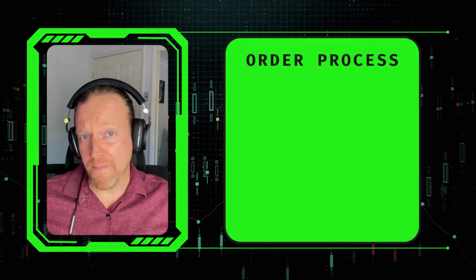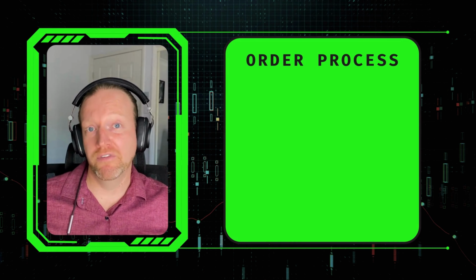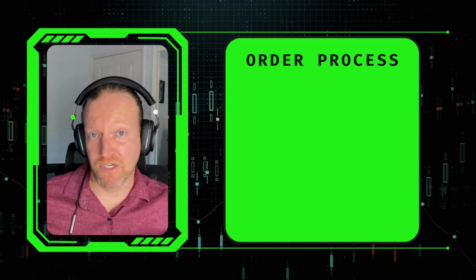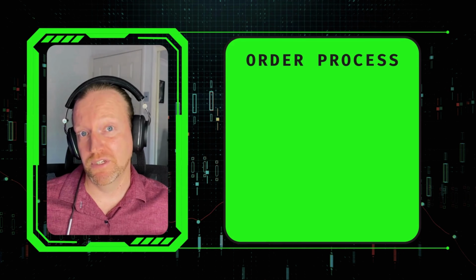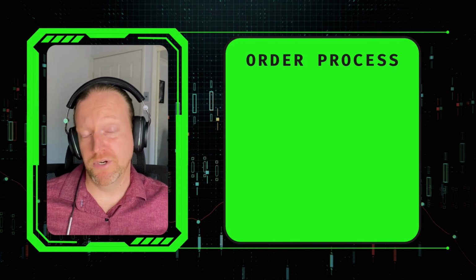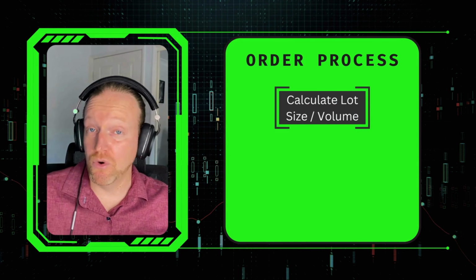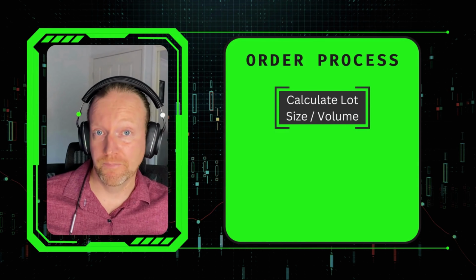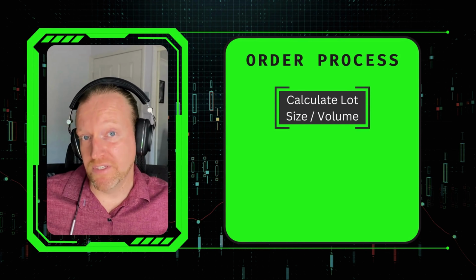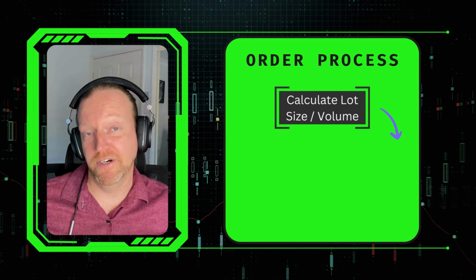Now, when we talk about building these orders on MetaTrader 5, there's 4 distinct steps that we need to go through, and I'll show you how to do each and every single one of them. The first one is to calculate your lot size, which can also be called the volume. This is what determines the size of your order on MetaTrader 5.